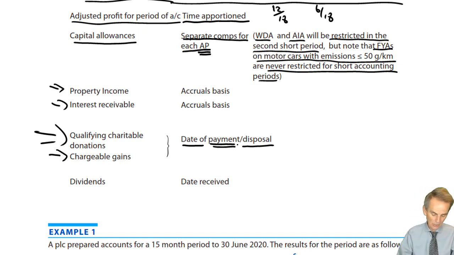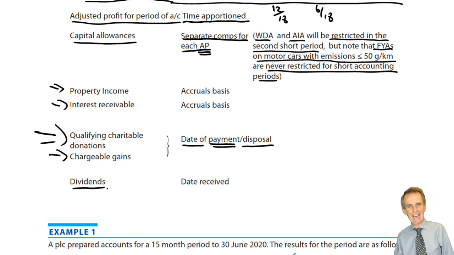Now, when you've deducted those donations, you've now got TTP for each accounting period. Now, it may be that there is dividend income, and because dividend income is exempt, it has been and should be ignored up to this point.